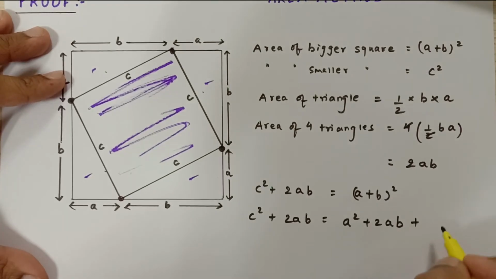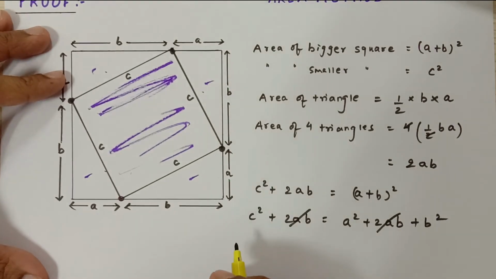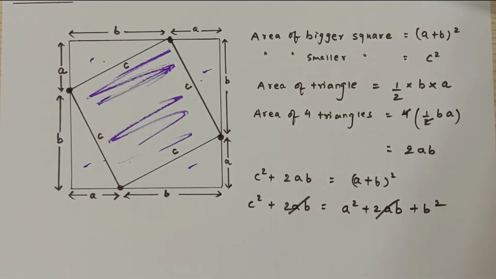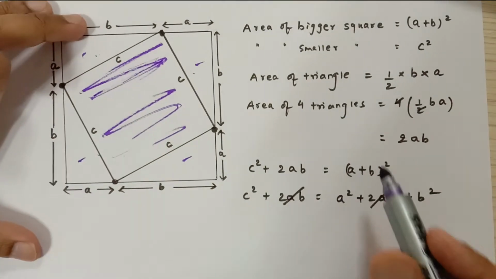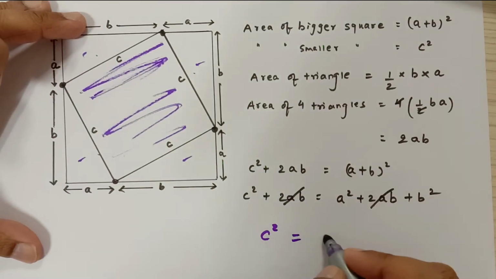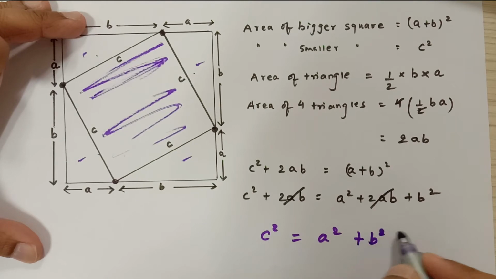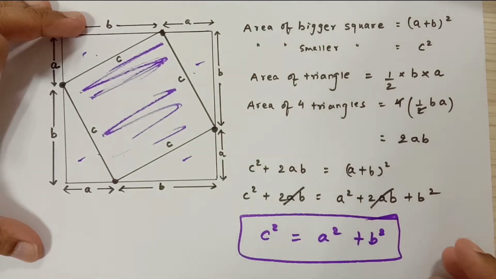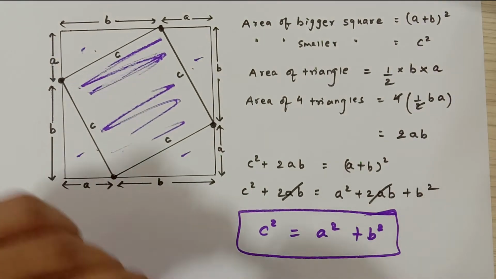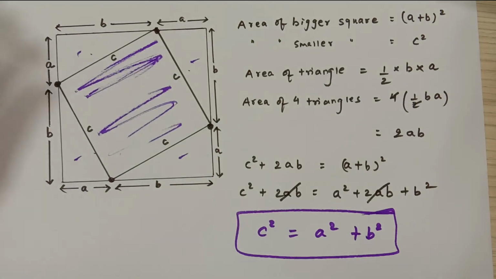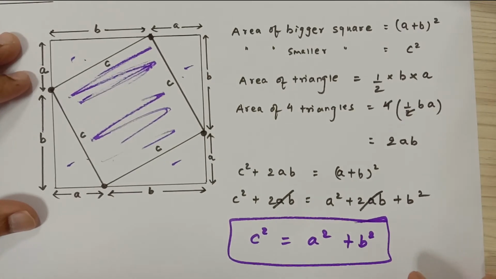this is an identity in mathematics, plus b square, and we can see that 2ab gets cancelled, and what I end up with, you know very well guys, is c square is equal to a square plus b square, none other than our own Pythagoras theorem, right? So this method was an interesting and easy method to derive Pythagoras theorem.